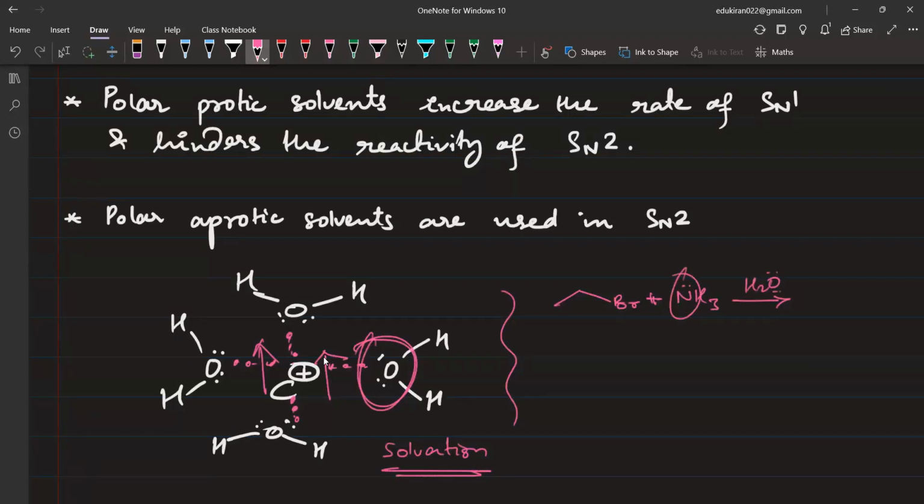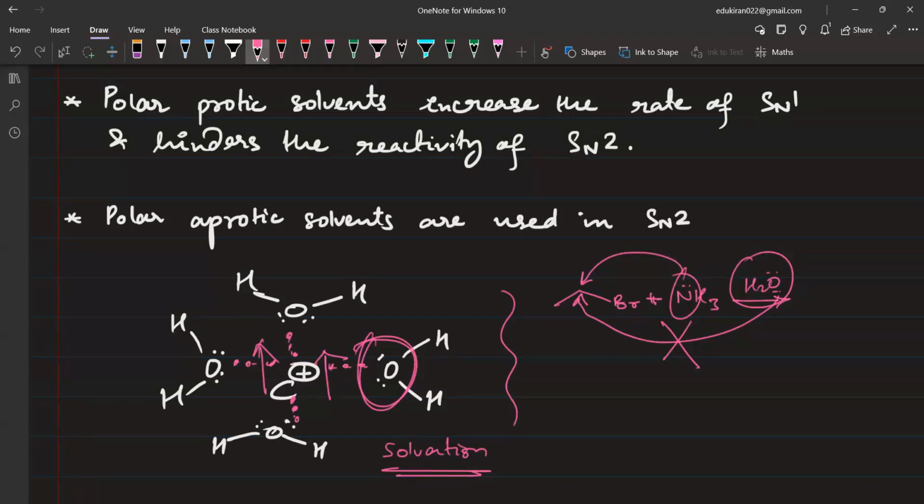The ammonia also has a lone pair electron, so this can attack the alpha carbon. Now water also has a lone pair, so this can also attack the alpha carbon. Now both the reagent as well as the solvent are taking part in the reaction. But we don't want this reaction, because I'm using water as a solvent, not as a reagent. I don't want the product to have an OH group. I just want the product to have the amino group, right? So the H2O is hindering the reaction when we are having an SN2 reaction. That is why we never use polar protic solvent in SN2. We only use polar aprotic solvent in SN2.